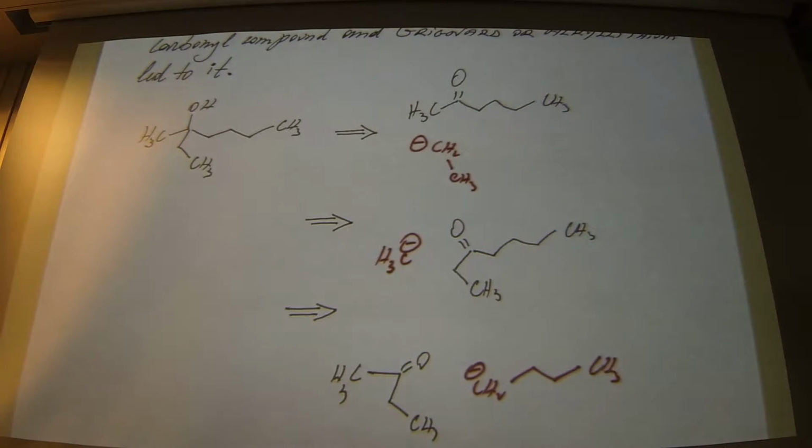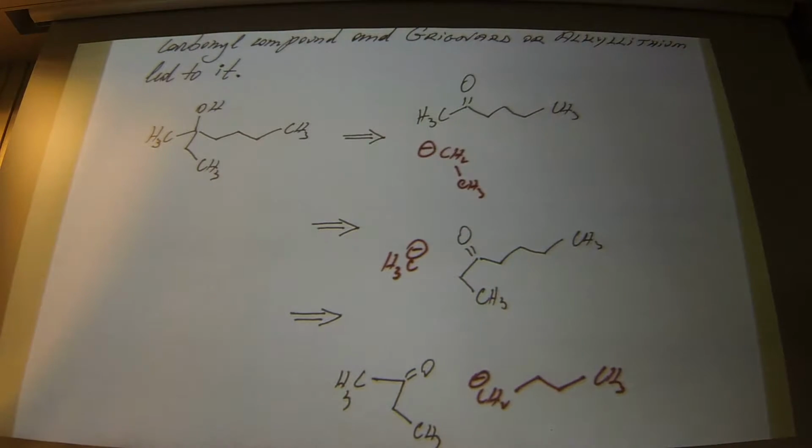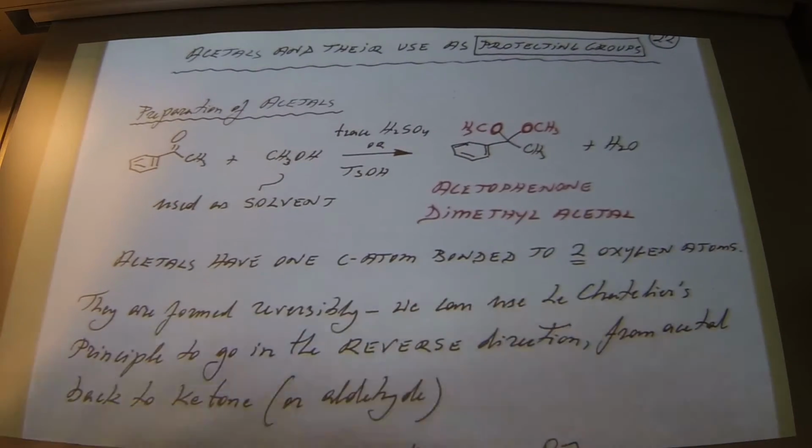Whenever you see a tertiary alcohol or secondary alcohol, you have to be able to discern various ways in which that compound can be prepared from carbonyl compounds. Okay? Now, that was the next to last thing we talked about. The last thing we talked about was formation of acetal.